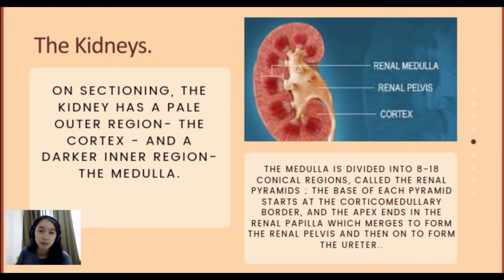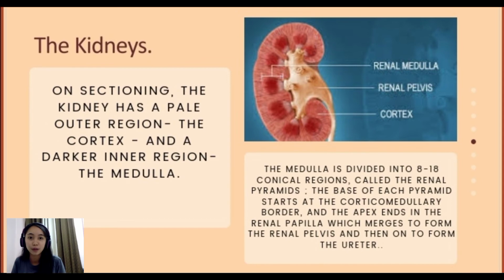On sectioning, the kidney has a pale outer region, which is the cortex, and a darker inner region, which is the medulla. The medulla is divided into 1 to 18 conical regions called the renal pyramids. The base of each pyramid starts at the corticomedullary border, and the apex ends in the renal papilla, which merges into the renal pelvis and then on to form the ureter.